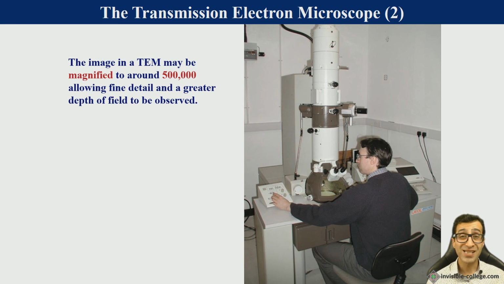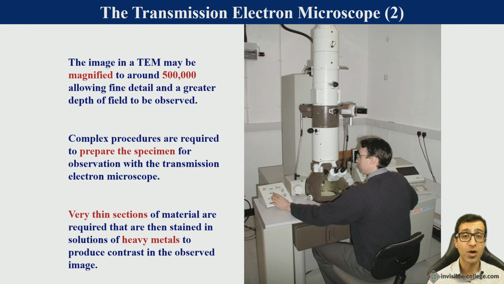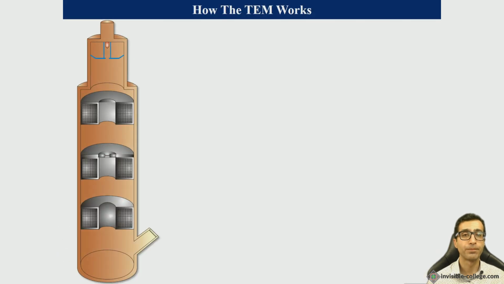Now, complex procedures are required to prepare the specimen for observation with the transmission electron microscope. So we start by taking very, very thin sections of material, and these are then stained in solutions of heavy metals to produce contrast in the observed image. So how does the transmission electron microscope work?